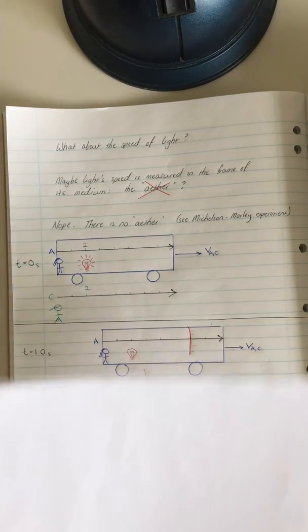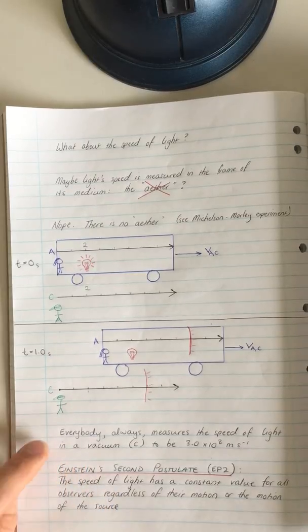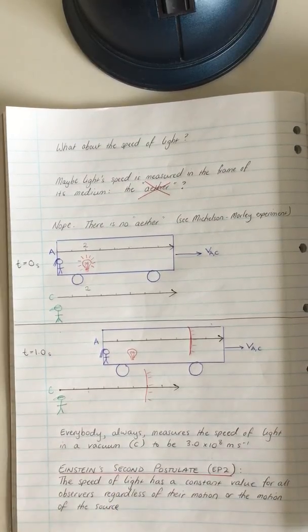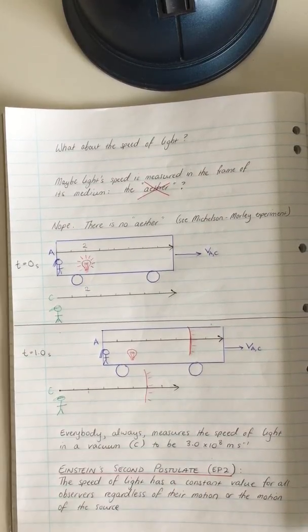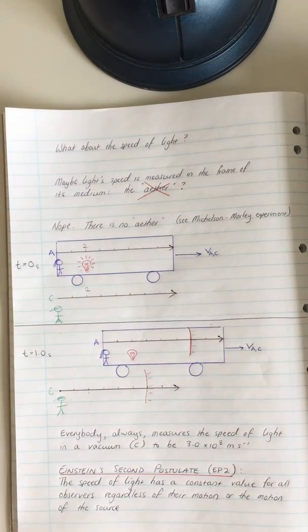But this is what Einstein's second postulate is, and it's backed up by evidence. So it's very sound theory now. But basically everybody always measures the speed of light in a vacuum, and we call that speed of light c, to be 3.0 times 10 to the power of 8 meters per second to 2 significant figures. It's actually slightly less than that, but to 2 significant figures. And the way that Einstein put it, the speed of light has a constant value for all observers, regardless of their motion or the motion of the source.